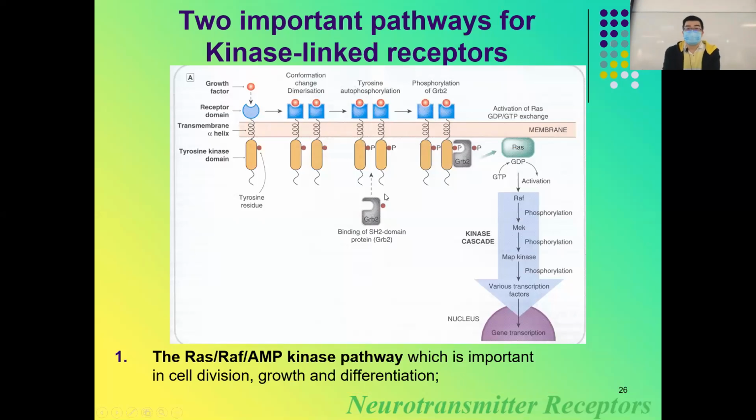So for example, in this case, the growth factor binds to the receptor, and then that recruits GRB2. This is an SH2 domain protein, and it binds, and then that will phosphorylate the SH2 domain, and then that will recruit and activate RAS, and then RAS will go on to RAF, MEK, and MAP kinase, and then that leads to gene transcription. Now, because of that, it will support cell division, growth, or differentiation.